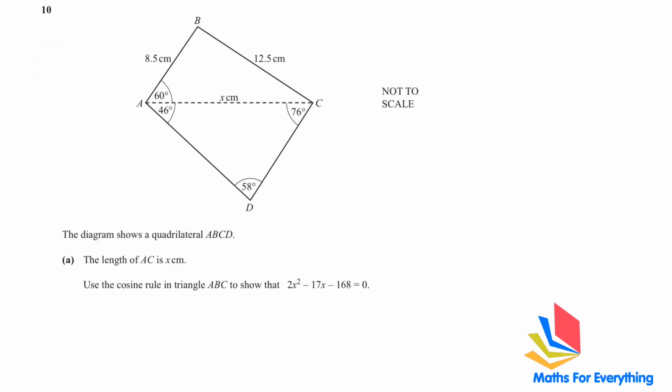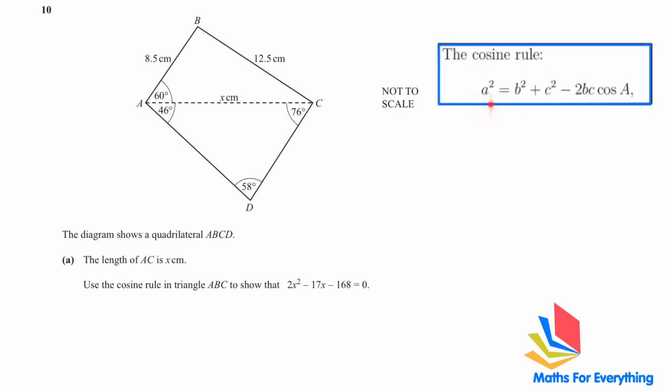Question number 10. We have been given a quadrilateral ABCD and it has been divided into 2 triangles. The length of AC is x centimeters. Use the cosine rule in triangle ABC to show that 2x squared minus 17x minus 168 is equal to 0. So we need to know the cosine rule, which is a squared is equal to b squared plus c squared minus 2bc cos A.